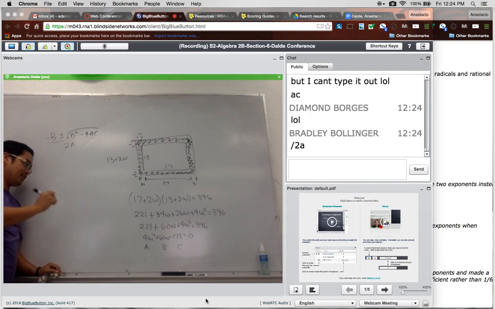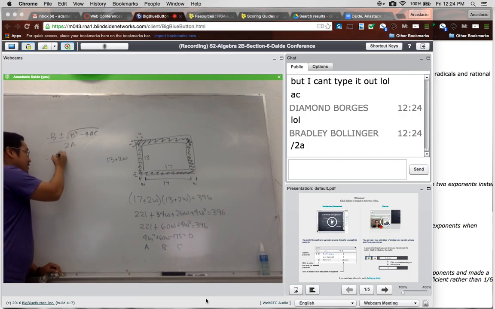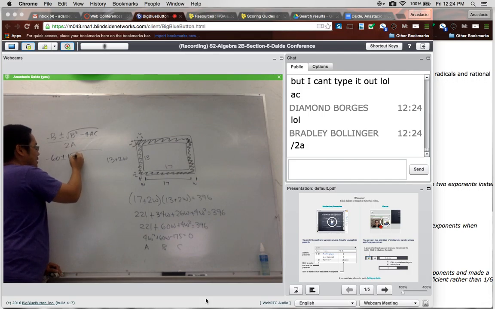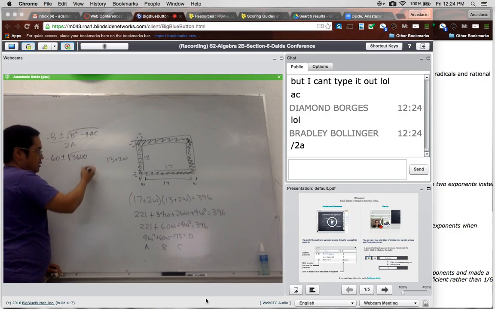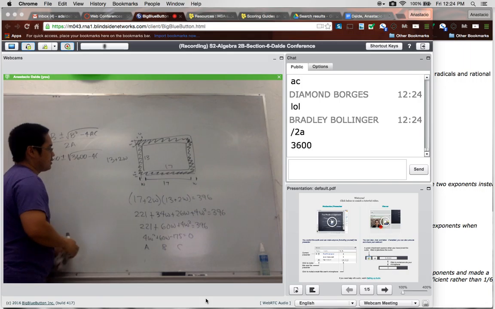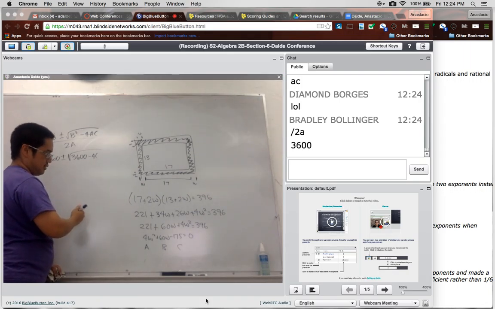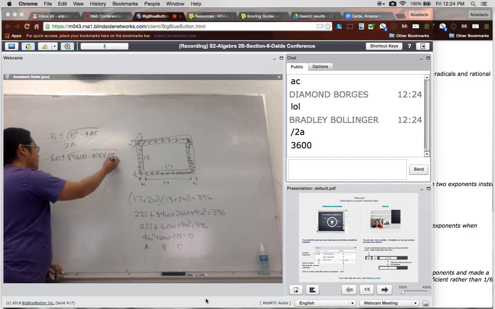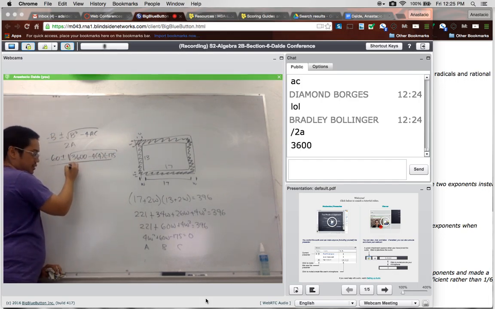So, plugging in our numbers, I've got negative 60 plus or minus the square root of 60 squared, which is 3600, minus 4 times 4 times negative 175, all divided by 8.